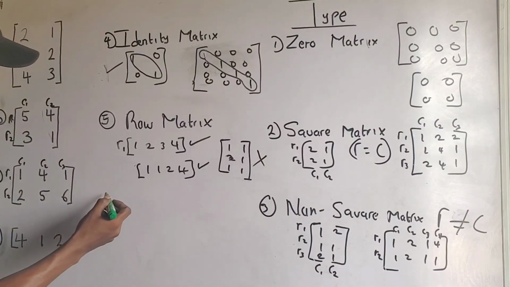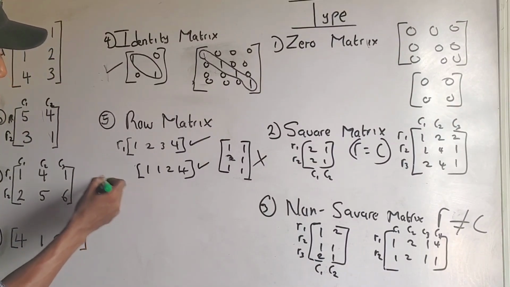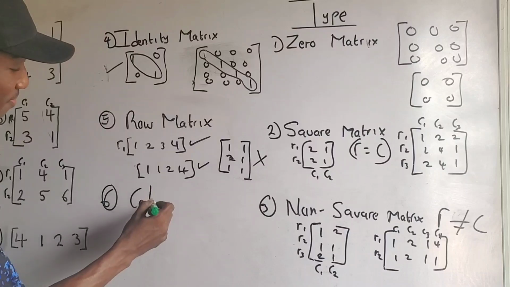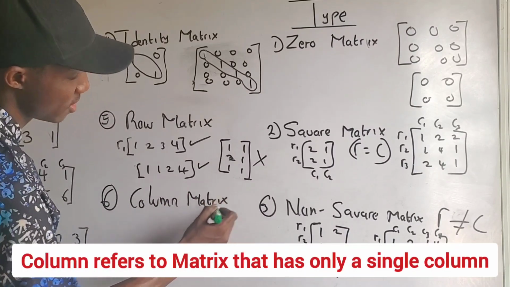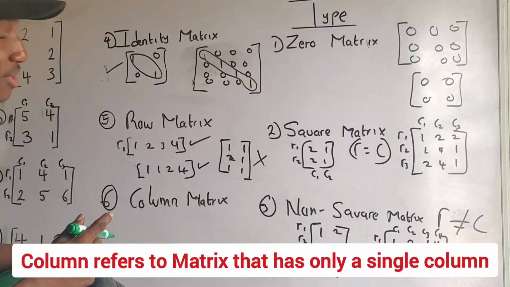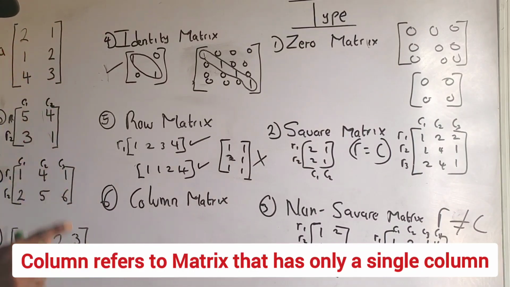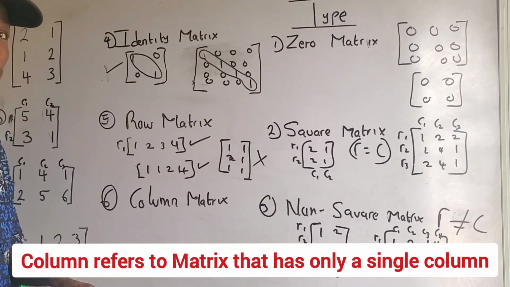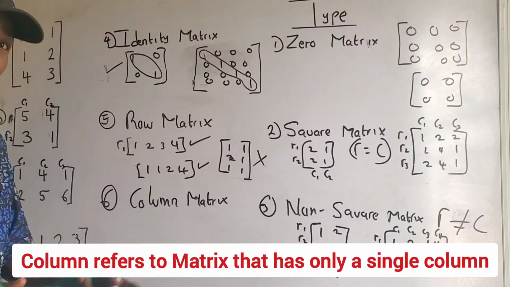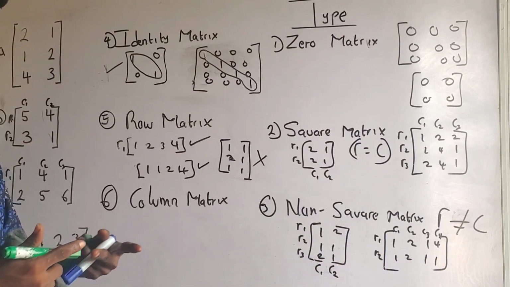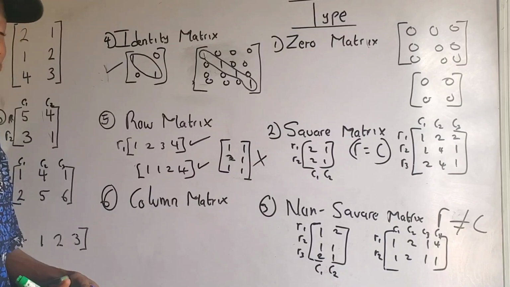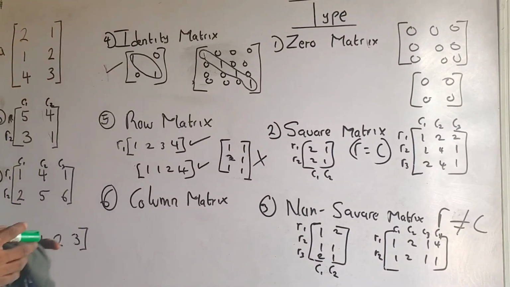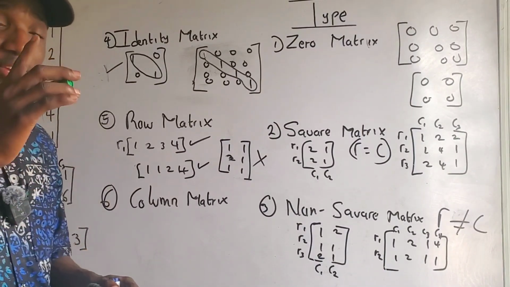Okay. Now let us look at the 6th type of matrix. That is column matrix. Column matrix. Okay. Column matrix is a matrix that has only a single column. See, don't forget everything that I'm saying. Okay. Don't worry. By the time we get to simplification, you're going to see the application of everything that we have been talking about. Okay. So column matrix is a matrix that has a single column.